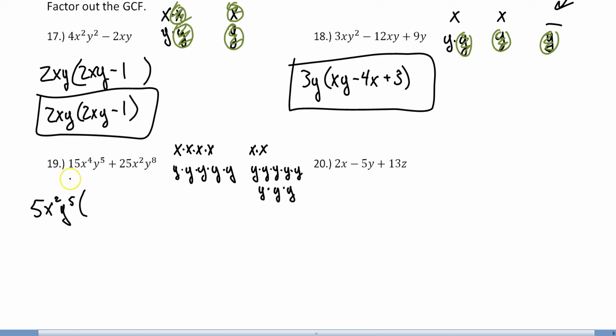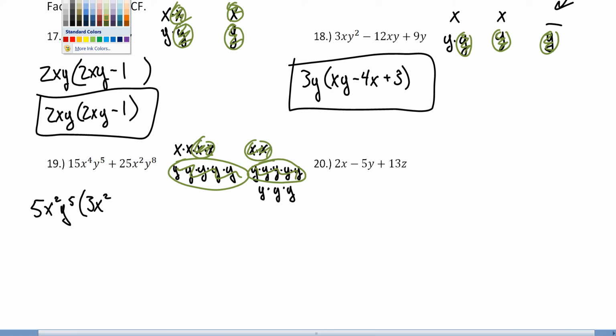And now divide it out. 15 divided by 5 is a 3. And then when I think about the removal of the x's, if I take 2 x's away from each, you notice I'm left with an x squared for that first term. If I take the same number of y's away from each, the y to the 5th, take all those away and I take all these away, you notice I'm not left with any y's for that first term. Okay? The next one, 25 divided by 5 is a 5.